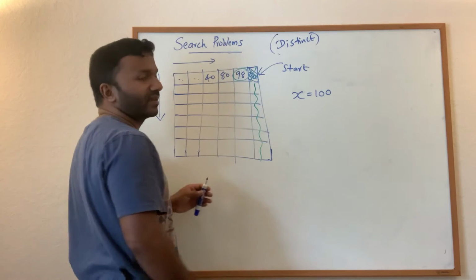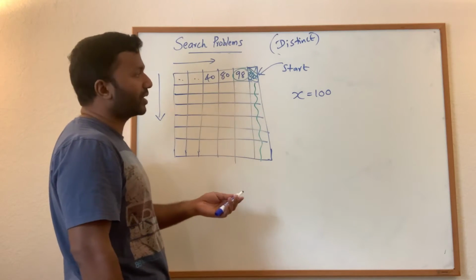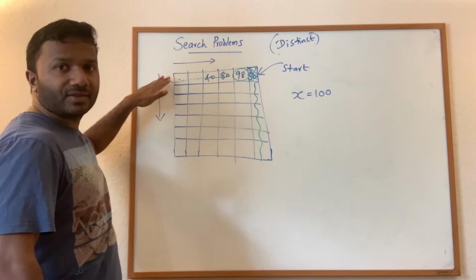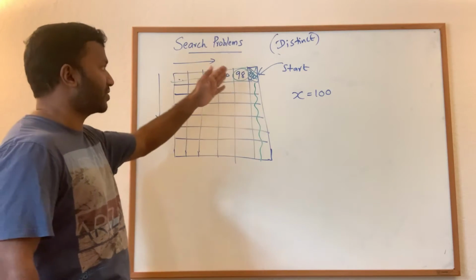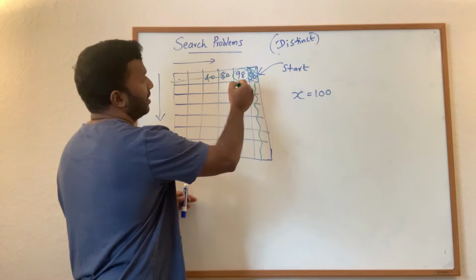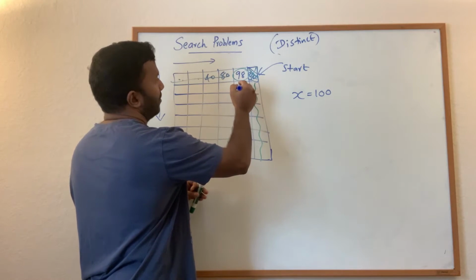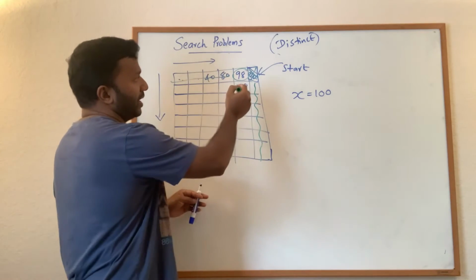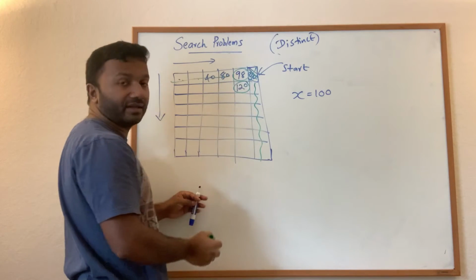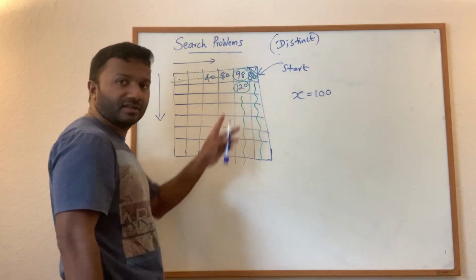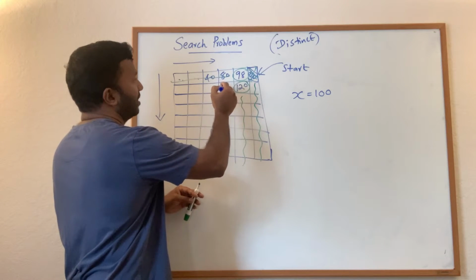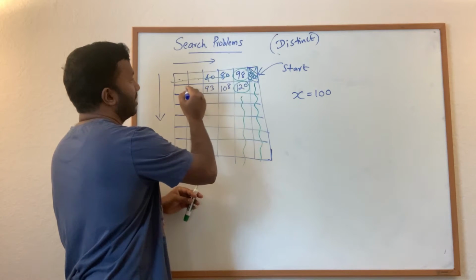Now I come here, 98, and I see that 98 is less than 100. That means the rest of this row can also be ignored. There is no way x can be here. What I will do next is I will come down, and let's say the next number is 120. When I come down, I see 120, and I know that 120 is more than 100. So that means I can ignore the remaining part here. Now I try to compare the previous number. Let's say 108, 93, etc.